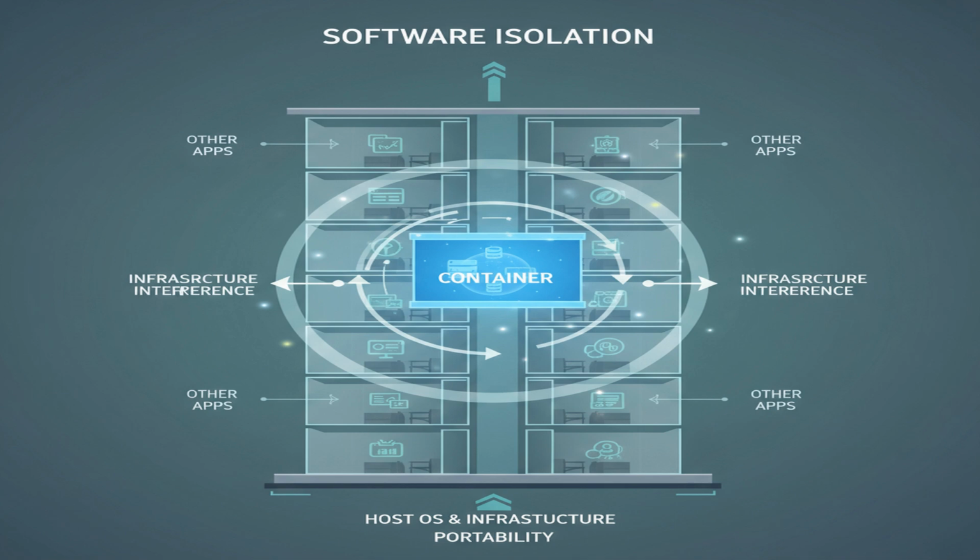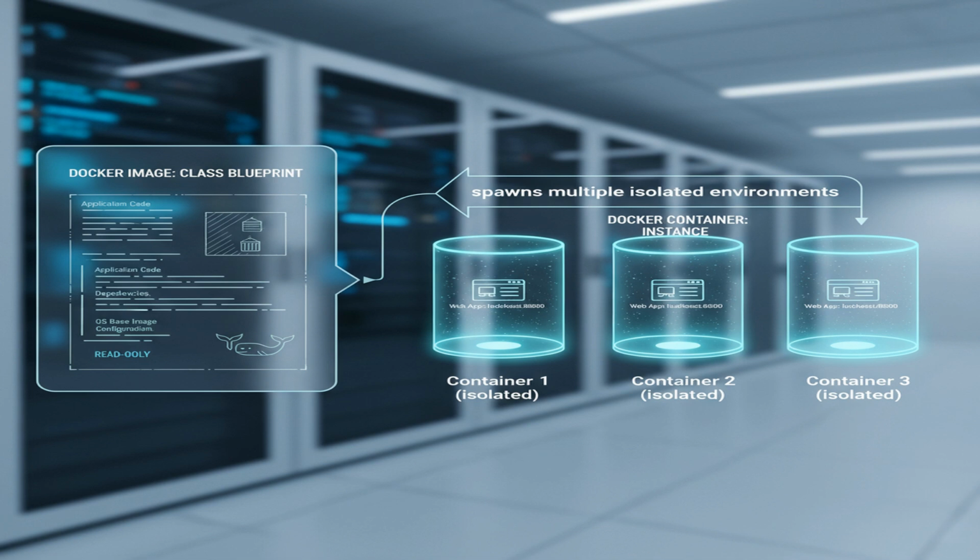Think of containers as isolated apartments in a building, where each apartment container houses a different application and they don't interfere with each other. This isolation ensures that your applications run reliably and securely, without conflicts or dependencies on the host system. So, what's the difference between images and containers?